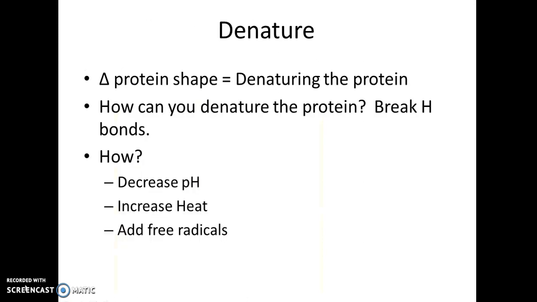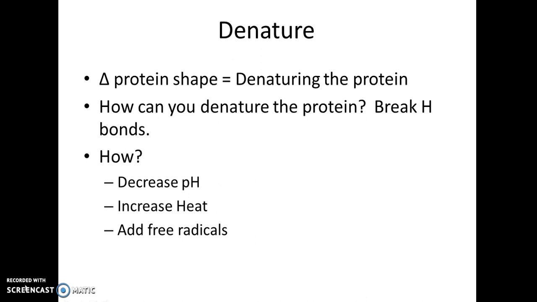So if we change the shape of a protein, that's called denaturing the protein, or we denature, the protein denatures. So how can you denature a protein? Basically, you break hydrogen bonds. So how do you break hydrogen bonds? First, you decrease the pH. You introduce hydrogen ions. So hydrogen ions will bind to the partially negative atom, and the hydrogen bonds can't form.